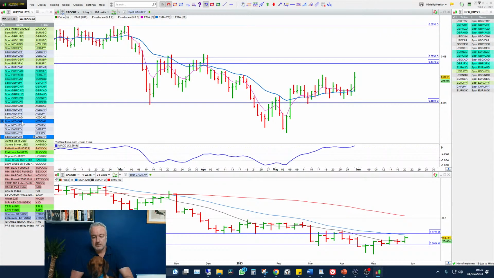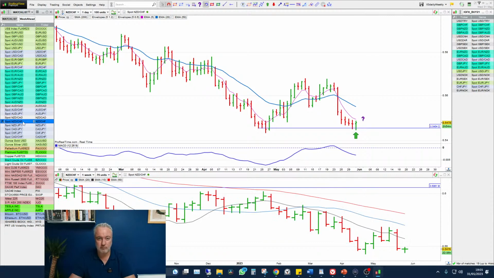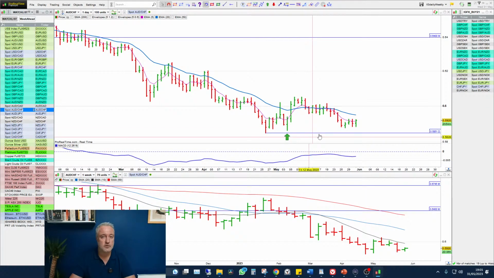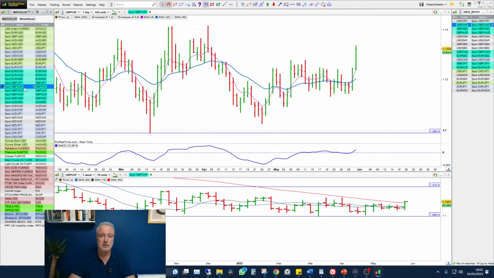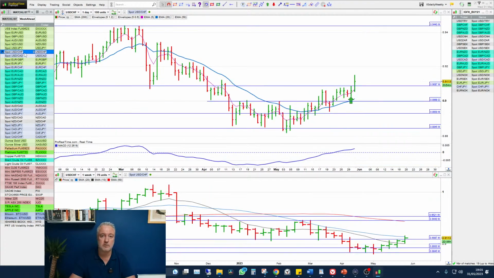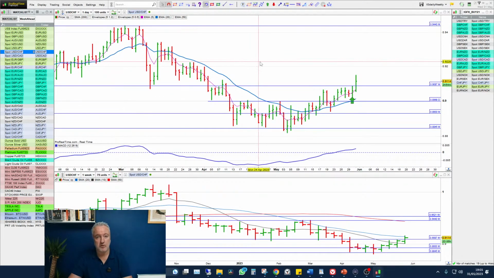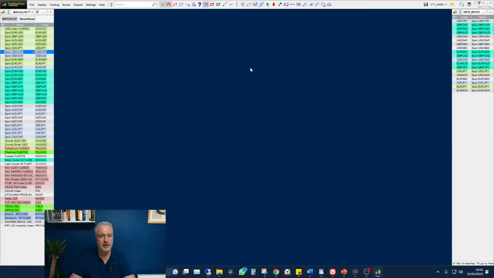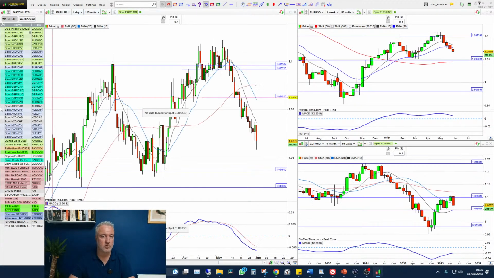Okay. CAD Swissy, bullish. Kiwi Swissy, a little bit bullish considering. Aussie Swissy, pushing higher. So that could be a new move to the upside. We'll see. Pound Swissy, bullish breakout. Euro Swissy, higher, sort of bullish. And then dollar Swissy, bullish. Okay, anyway, just could be something to pay attention to. Let's go back to the main setup and have a look there.